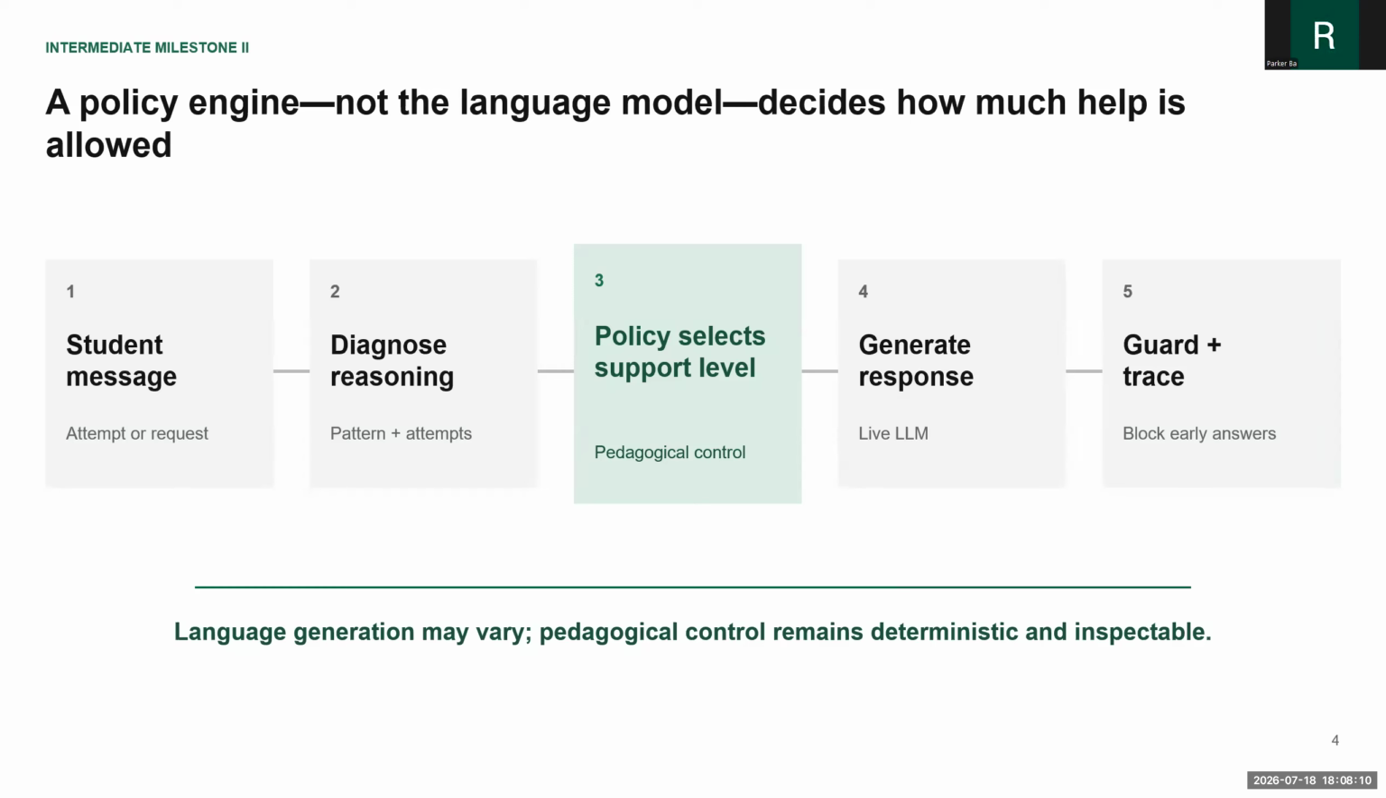The main architectural decision is to separate pedagogical control from language generation. A student message is classified as an attempt, a hint request, a direct answer request, or later a self-explanation. The system also checks for known misconceptions. The policy engine then selects the authorized support level. The model does not decide whether it may reveal the answer. A final guard checks for premature disclosure and falls back to the policy-safe response when necessary. The instructor trace exposes this entire decision path.